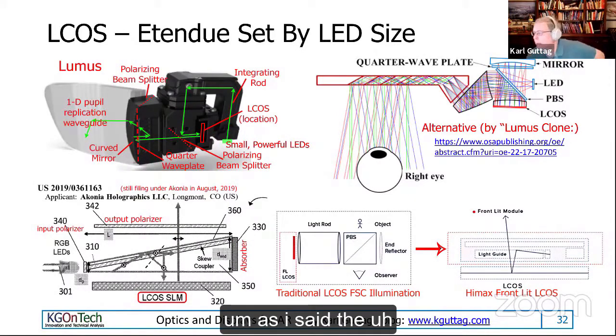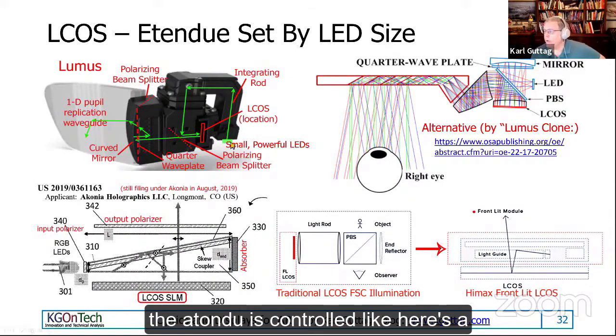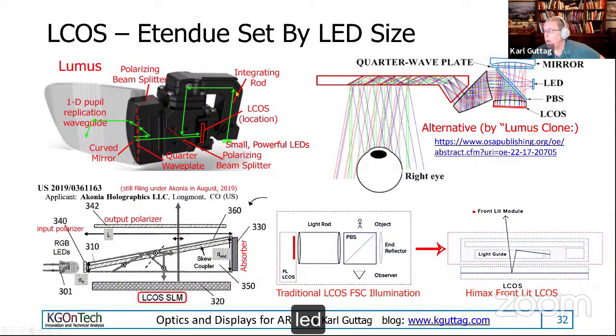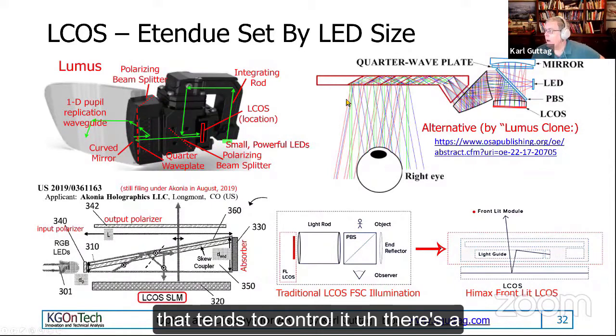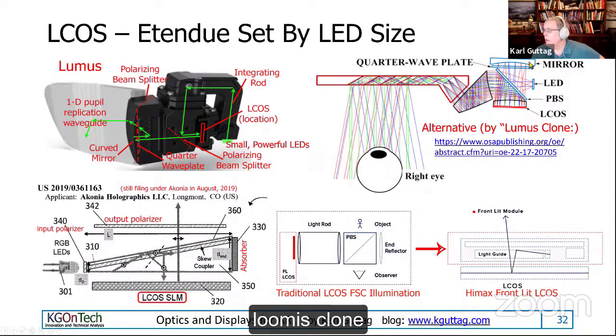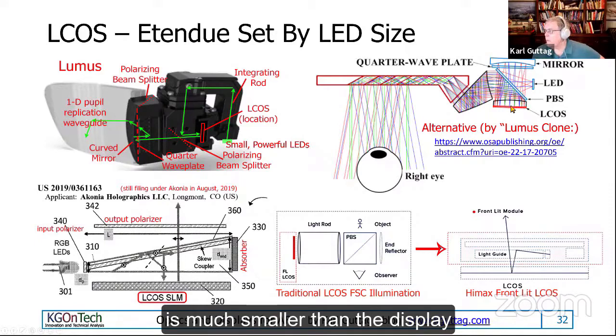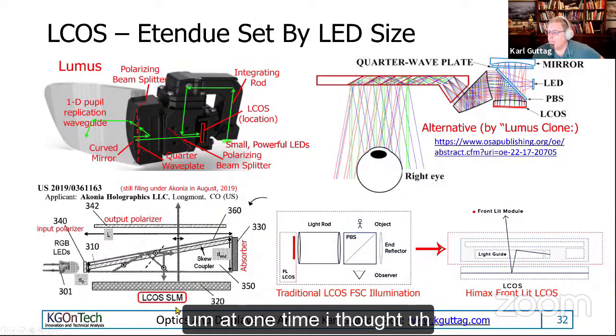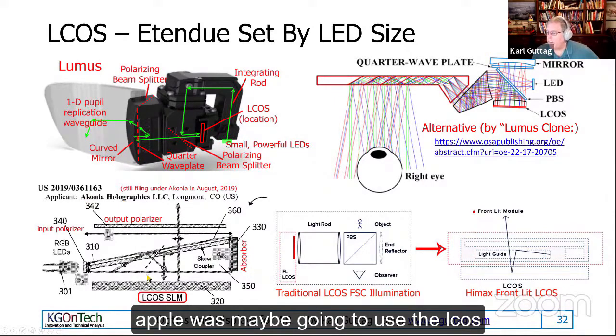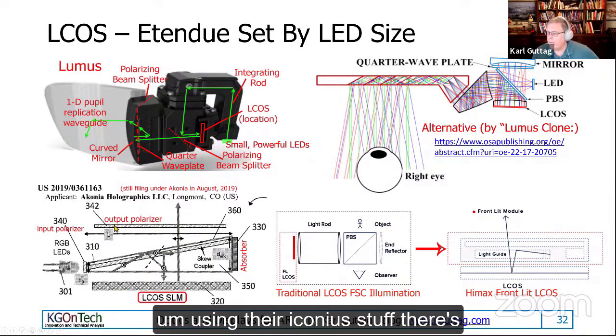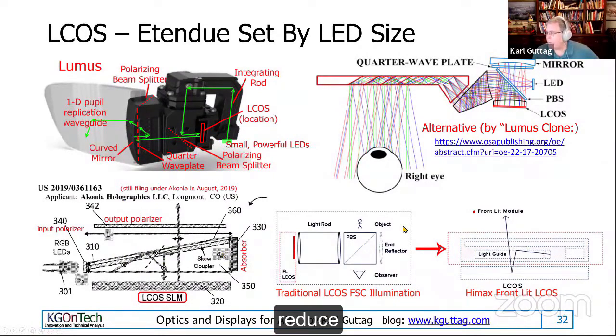As I said, the étendue is controlled, like here's the Lumus engine. They have a really small LED that tends to control it. There's a Lumus clone, kind of shows the path that the LED is much smaller than the display. At one time, I thought Apple was maybe going to use LCOS with their Iconia stuff. There's some Iconia patents on showing how to reduce it.